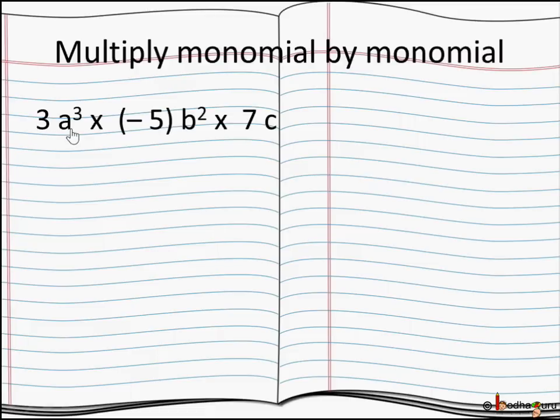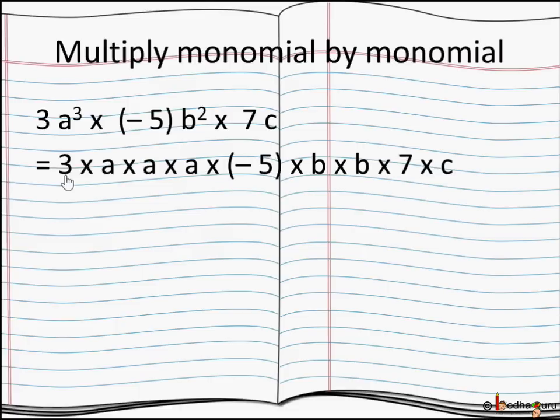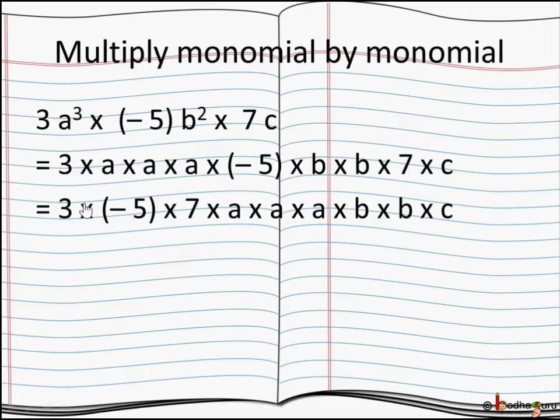Again, break each of these factors into its individual variables and constants. So 3a cube will become 3 into a into a into a. A cube is a into a into a. Keep minus 5 as is, you cannot break it down further, into b square will become b into b, into 7c will become 7 into c. Next step, take all the constants together. So we can write 3 into minus 5 into 7, and keep rest of the variables together, a into a into a into b into b into c.